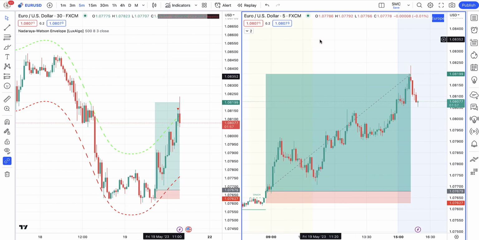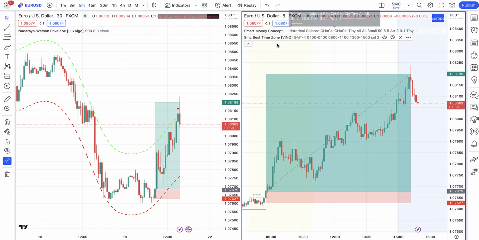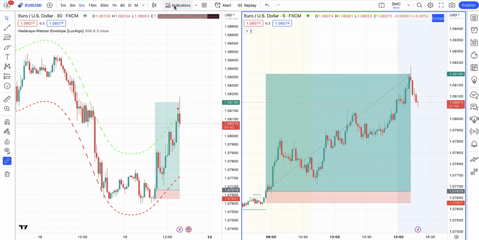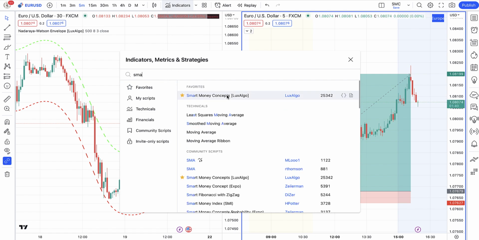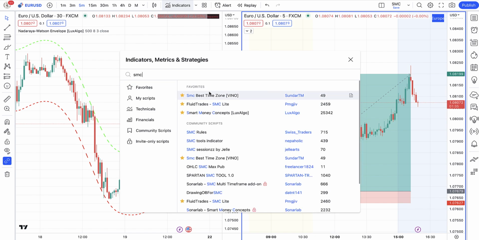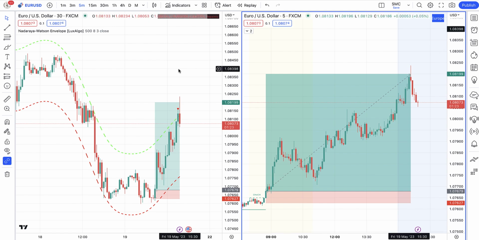Now on the 5-minute chart, we will need to have two indicators. These two indicators are the Smart Money Concept and the SMC Best Time Zone. So let's find them. Smart Money Concept will also be by Lux Algo, and we will need the SMC Best Time Zones Vino by Sundar TM. Okay, so these are the two indicators that we need to put on the chart. How to set them up?